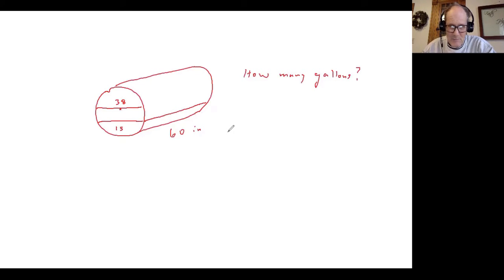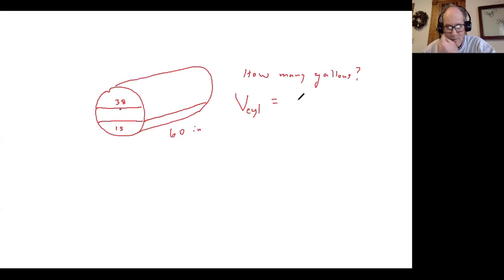Now, before we figure this particular problem out, let's remind you and me, how do you figure out the volume of a cylinder? How do we figure out the volume of a cylinder?